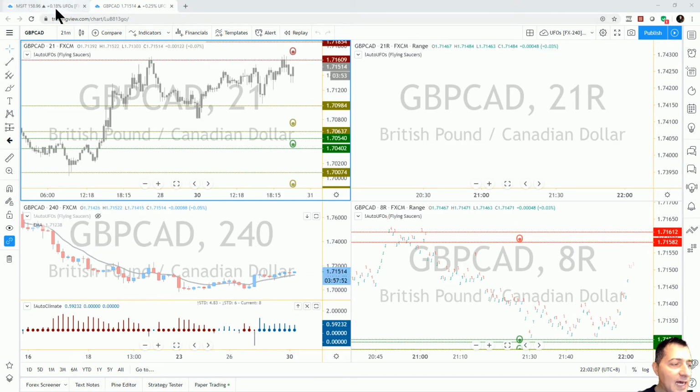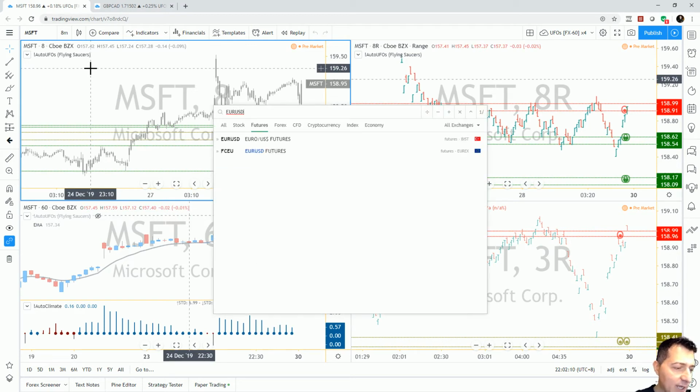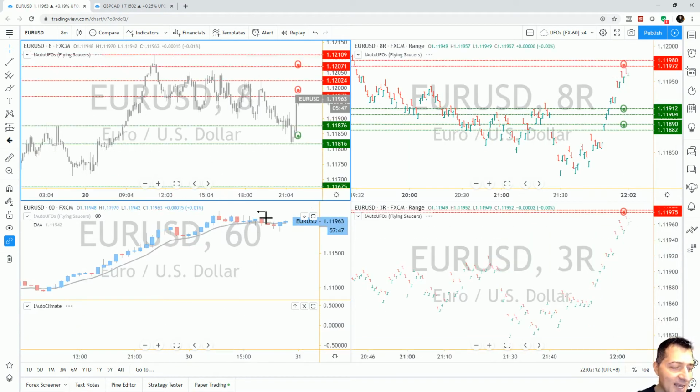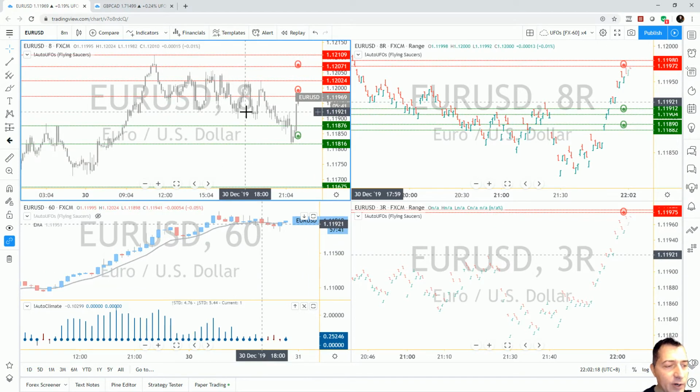In my other tab, I got also, well, actually, I'm looking at Microsoft, so let's switch to Forex. But my point is that we have different time frames here. The time frames that we have is the 60-minute time frame below, and on the top we got 8 minutes.